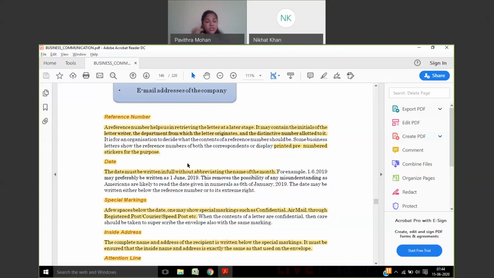Each organization can have different patterns in following a reference number. These reference numbers are mandatorily provided by government departments, and even organizations follow it, because when a large number of letters are being sent across, not by mail but by registered post, courier, or speed post, it becomes mandatory for us to have a reference number.